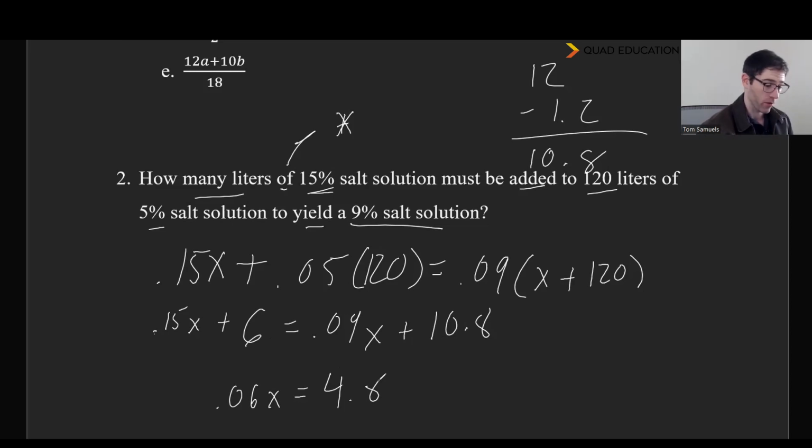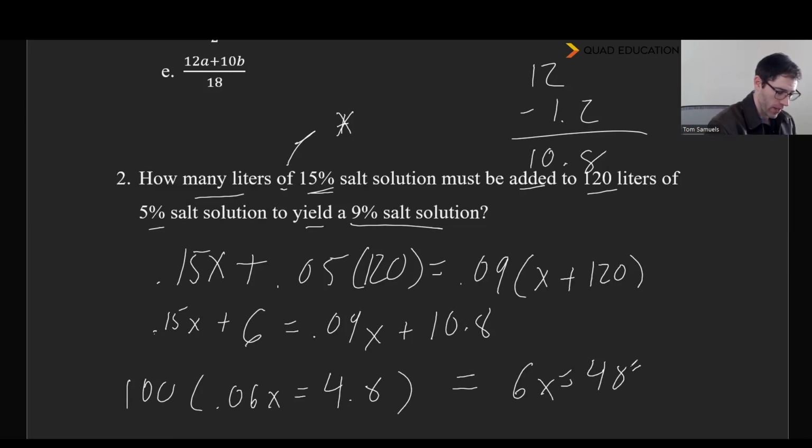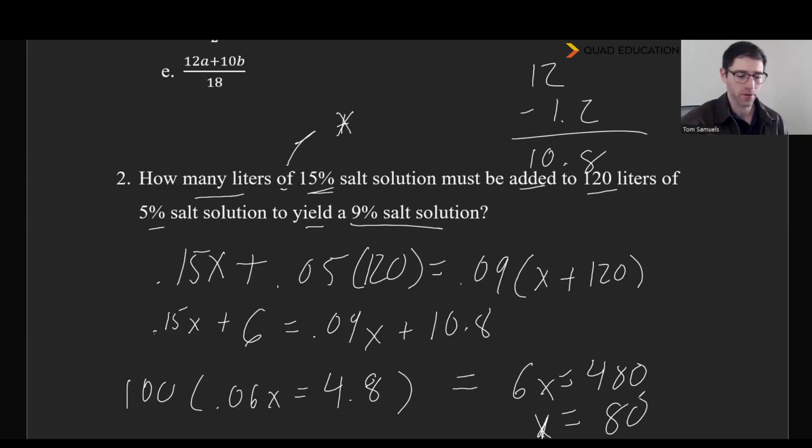And you might think, oh dear, I got to divide by a decimal. That's no fun. But if you want to fix that, you can just multiply both sides by 100 pretty easily. And that's going to give us 6x equals 480. Yep, just making sure I got my zeros right there. And then also that's pretty straightforward because 48 divided by 6 is 8, so that's just going to be 80 for our answer there.